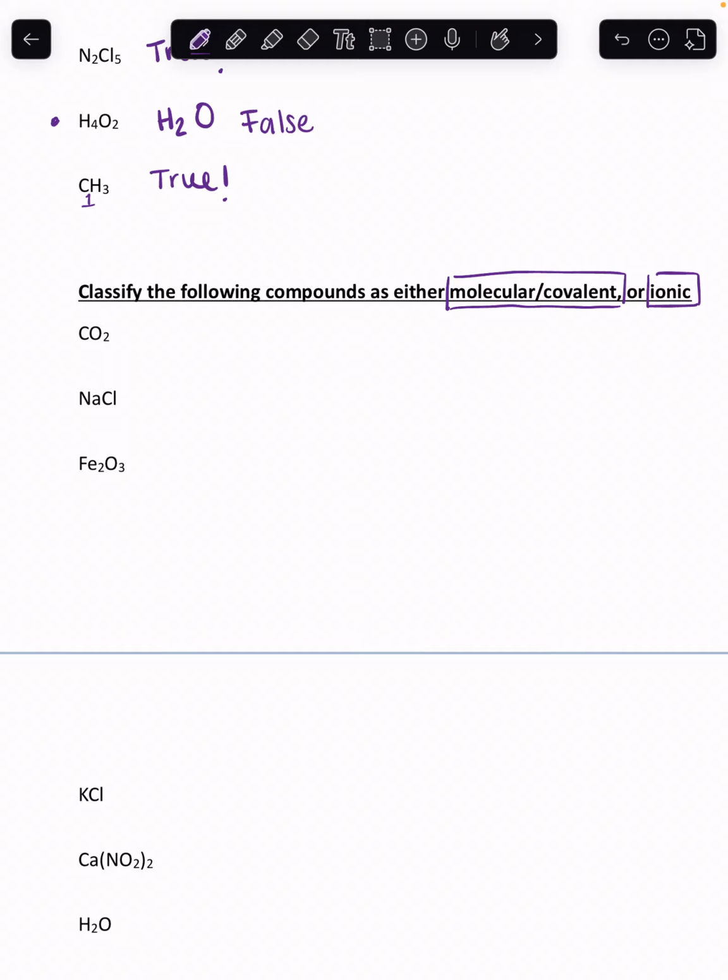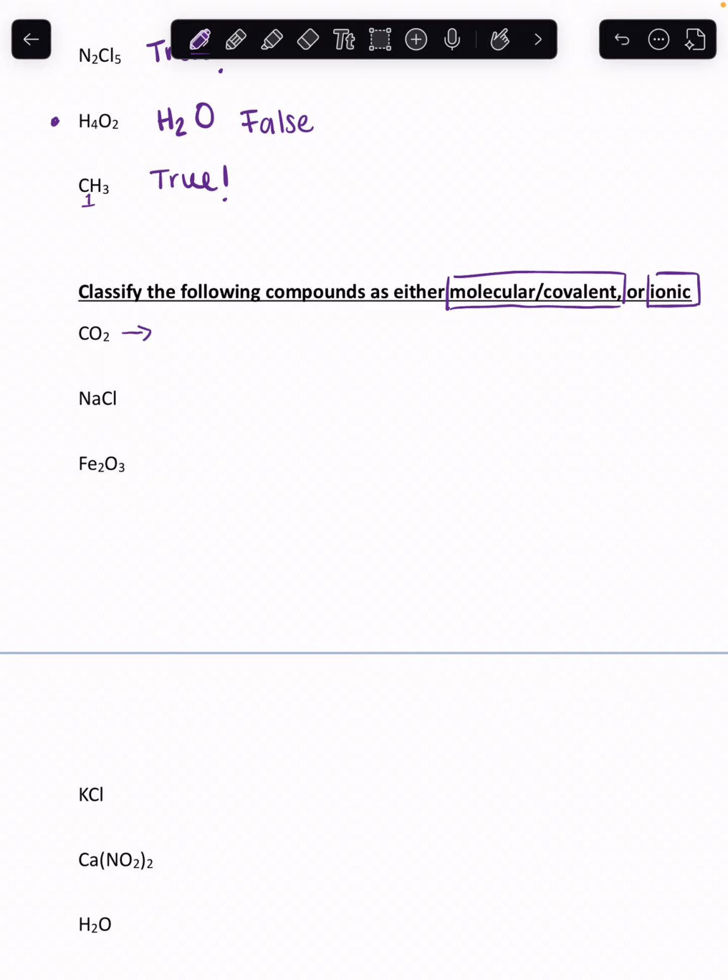So going through them, CO2, carbon dioxide. I ask myself, what is carbon and what is oxygen in terms of the periodic table? Are they metals? Are they nonmetals? Because that's what we're talking about with bonds, right? Unequal or equal sharing of electrons tells you polarity, and then the types of things that are bonded together will tell you whether it's molecular and covalent or ionic bonding.